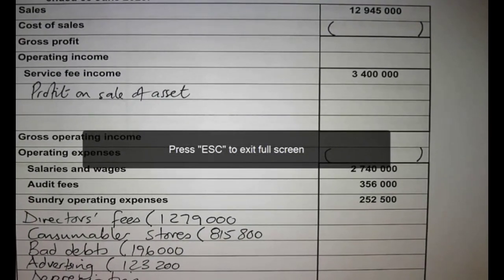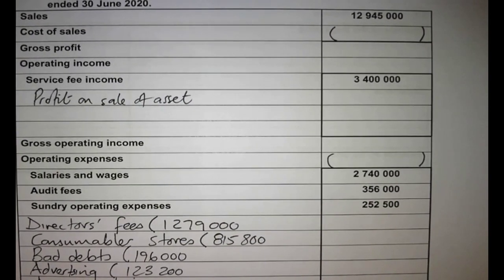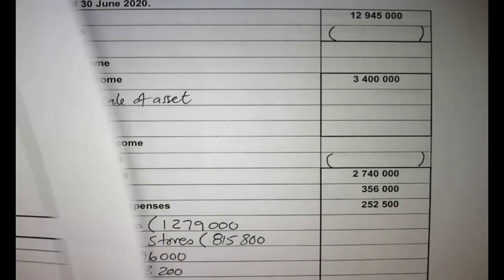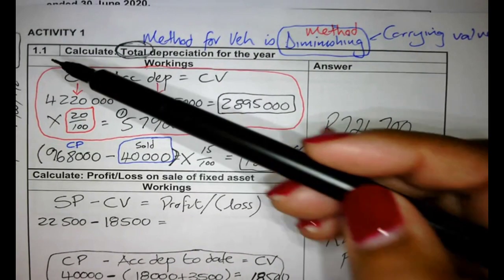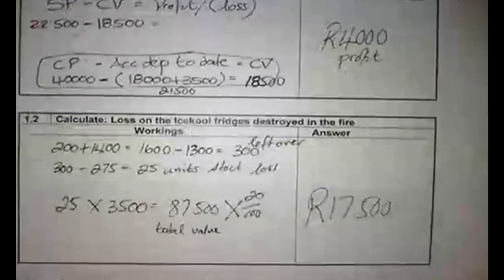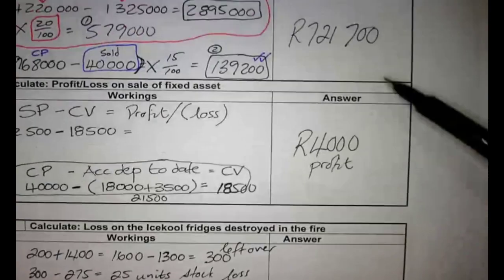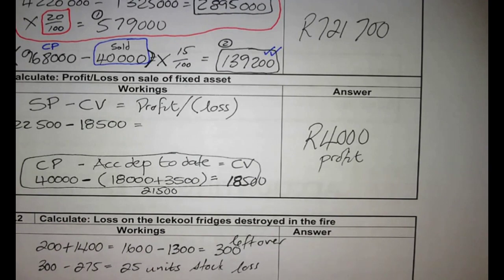Make that a bit bigger. And I'm now going to be working according to the adjustments given. But please don't forget. This is activity 1.1, 1.2, and it says here, the relevant figures from 1.1 and 1.2 must also be entered into the financial statement. So it's got these amounts, which are already worked out. You are now going to copy over onto your income statement.